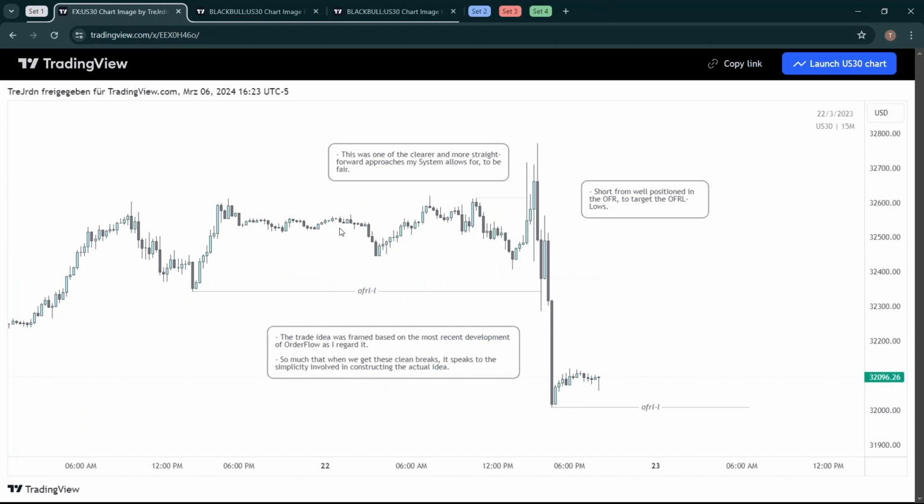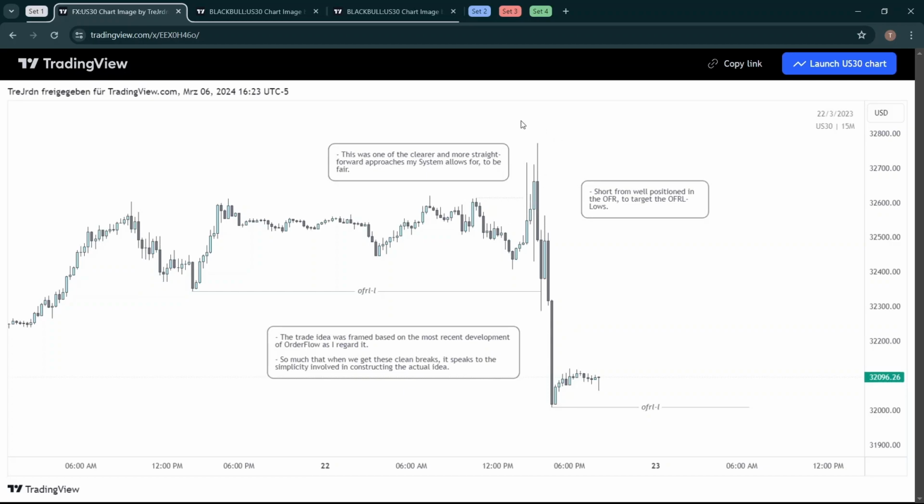But we move on to the second one. This one's from shorts now, and I have this note: this was one of the clearer, more straightforward approaches my system allows for. Where you're looking at what you're seeing first, you just pan out, or start from here. You can see a high form, but a high gets cleared and it creates a new low, and then all of a sudden the price is just range bound until we get a final sweep.